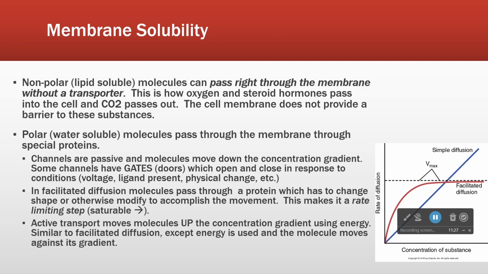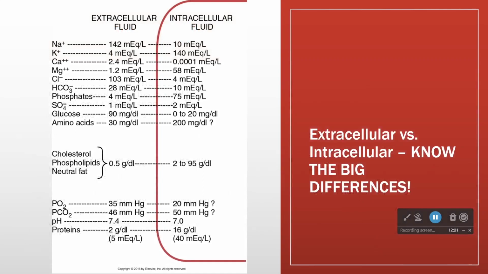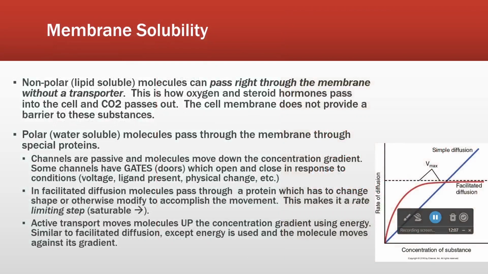For our polar molecules, there are a variety of special proteins that increase membrane solubility. In other words, make it so things can cross through the membrane, right? We have channels. Channels are passive. They're a little bit like doors. When the gate is open, molecules can move down their concentration gradient. So for example, we're going to talk a lot about sodium channels this week. There are a variety of different kinds of sodium channels, but when a sodium channel is open, because of the concentration gradient, sodium flows into cells, right? So that's an example of a channel.